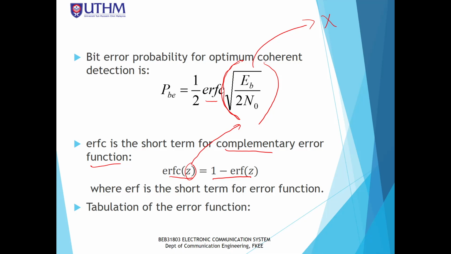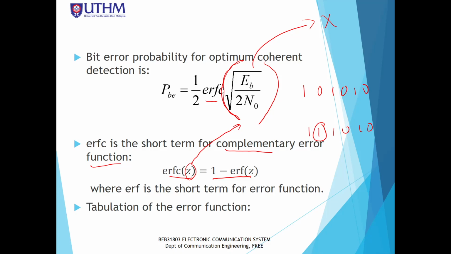Probability of bit error is the probability that the receiver will make an error. For example, the transmitter transmits 101010. Suddenly, the receiver interprets this as 111010. So you see that there's an error over here. So now we actually want to calculate the probability that the receiver will make the error.